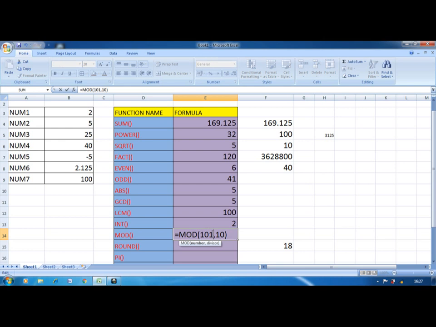Now what happens? 101 divided by 10. So 10 tens are 100. 101 minus 100, so the result will be 1. So the MOD function is used to find the remainder of the given number.